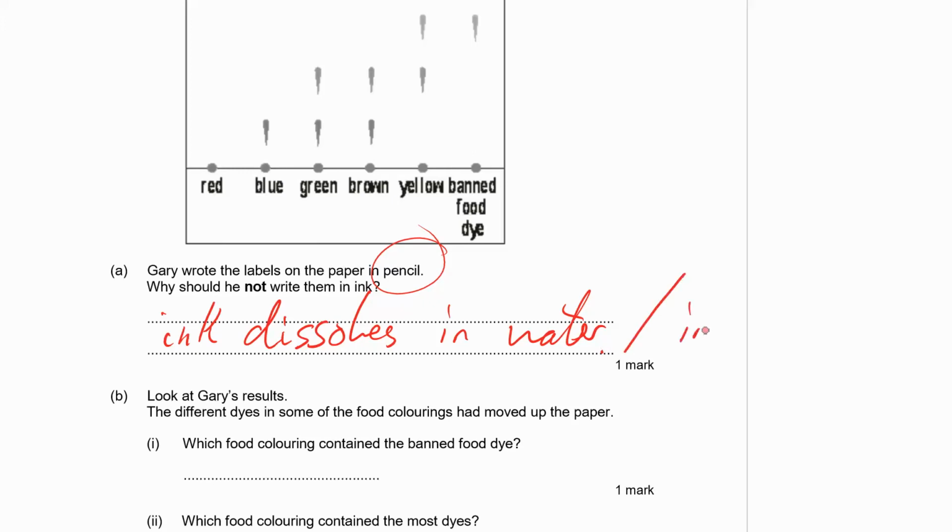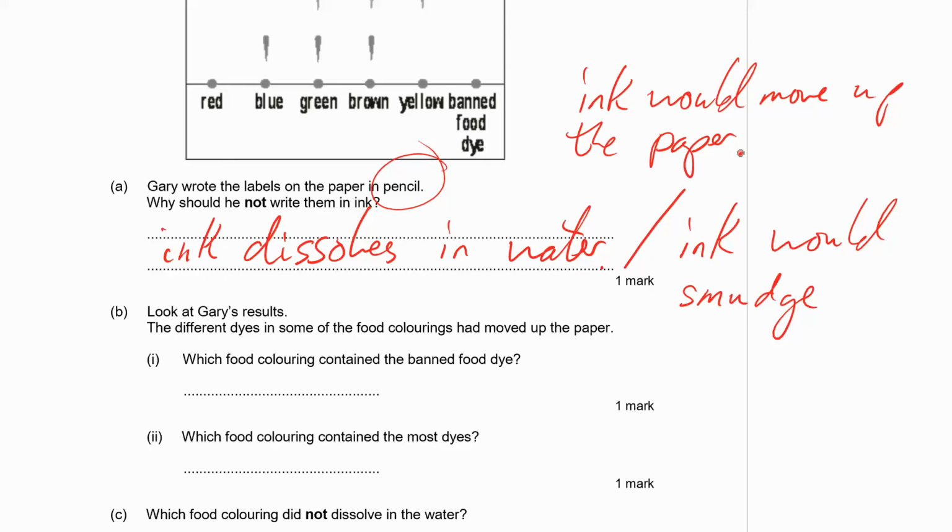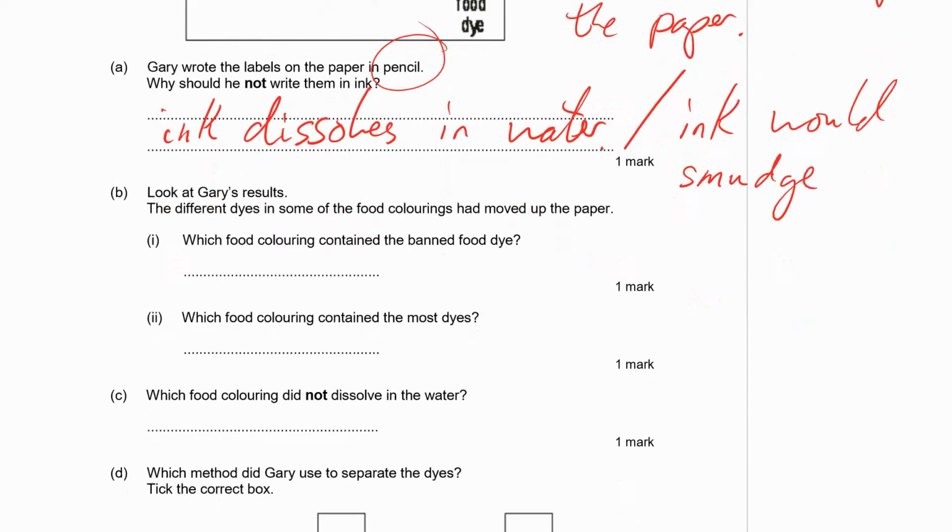You could have then also put the ink would smudge, or you could have also had ink would move up the filter paper, ink would move up the paper. You could have also had the pencil does not dissolve in water, or the ink expands, or the ink dissolves. Okay, any of those answers.